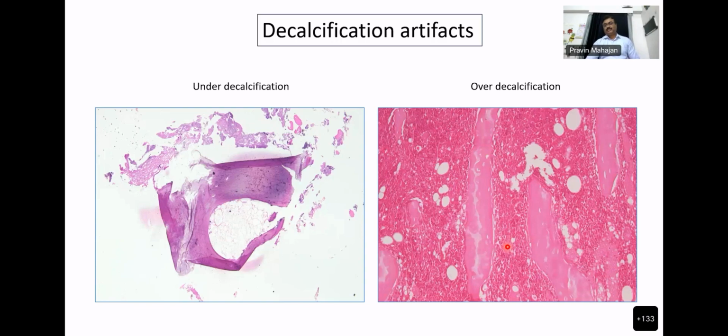And when you over-decalcify tissue, there are also problems. If you're over-decalcifying, the stains are not taken up properly. You see here that the tissue looks all pink because hematoxylin is hardly there. So this is also a problem because of over-decalcification, and that's why under- or over-decalcification should be avoided.